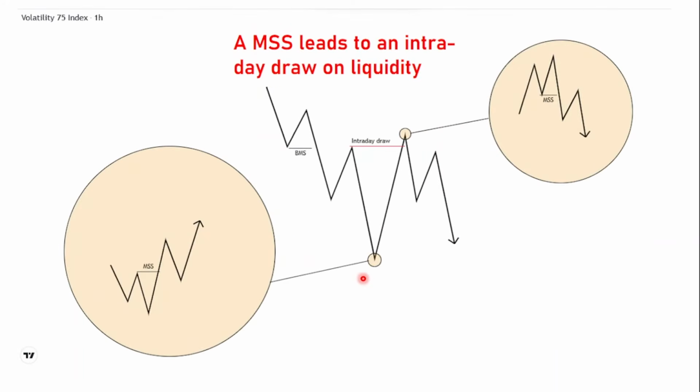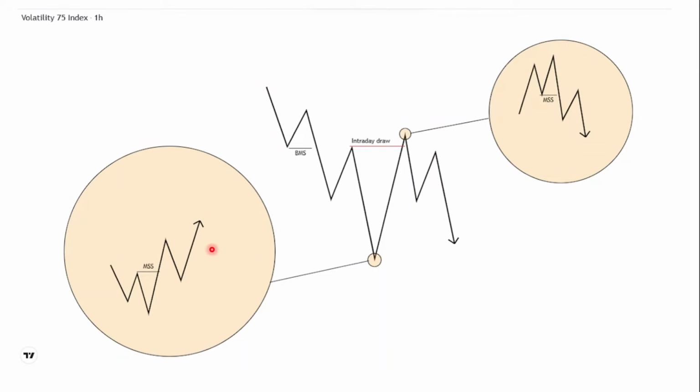Okay, so the market structure shift will lead to an intraday draw on liquidity. But look here, when you have a shift in structure and that's low, price is going to target the intraday draw on liquidity, and once the intraday draw on liquidity has been met, price is going to break structure in line with the order flow. And even so, here as well we can have a shift in structure now that continues, of course, with the overall order flow of price.